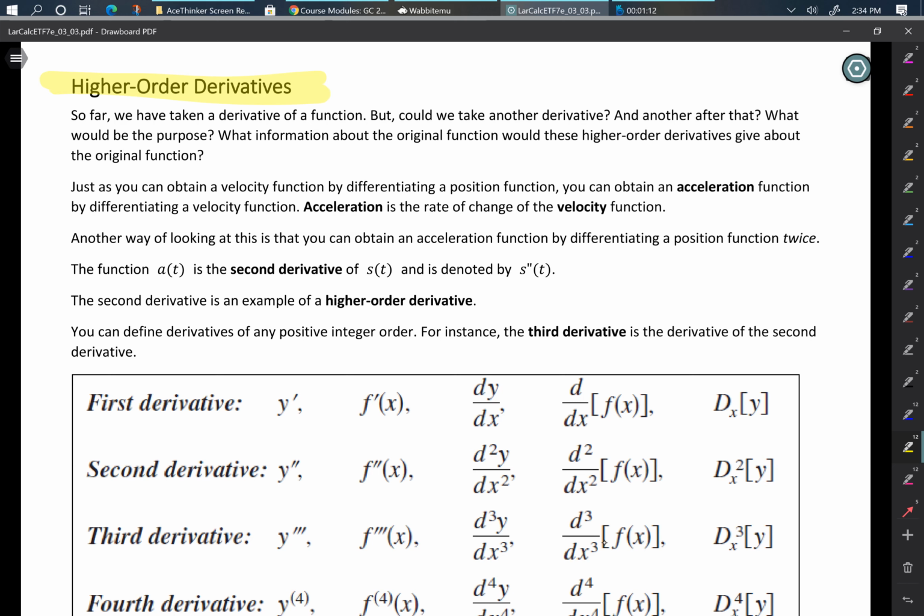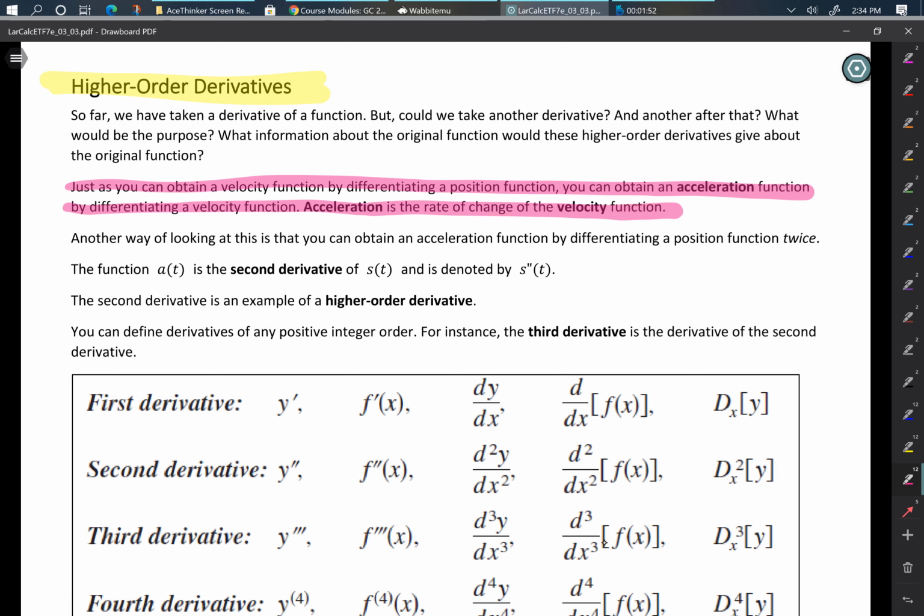Now, one of the first ones we're going to run into is the relationship that exists between position functions, velocity functions, and what's called acceleration. Okay? By definition, acceleration is a measure of the rate of change of velocity. If you are accelerating, that means that your velocity is increasing. And if you are decelerating, that means that your velocity is decreasing.